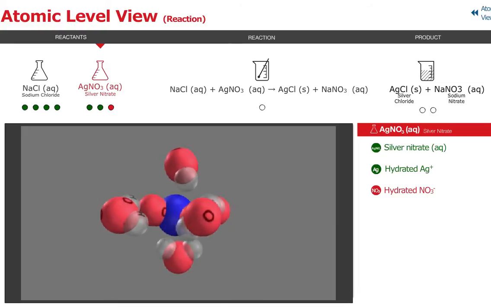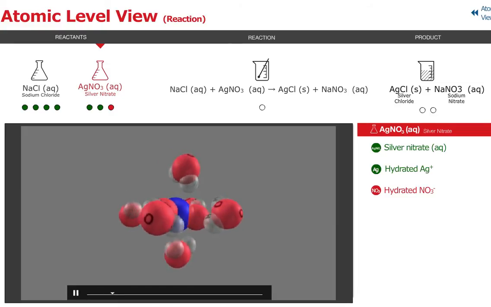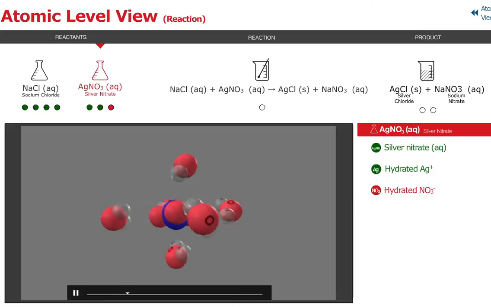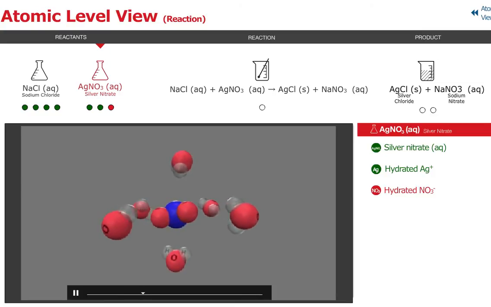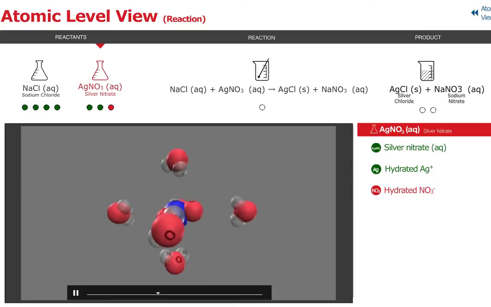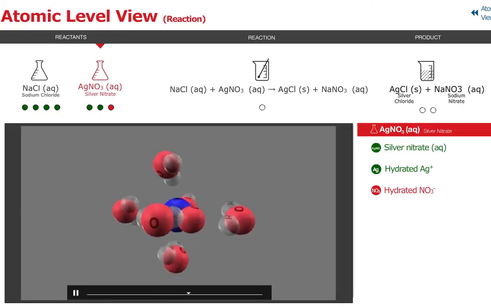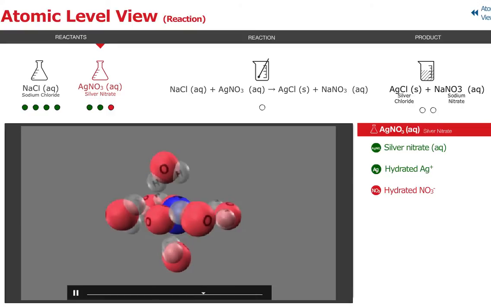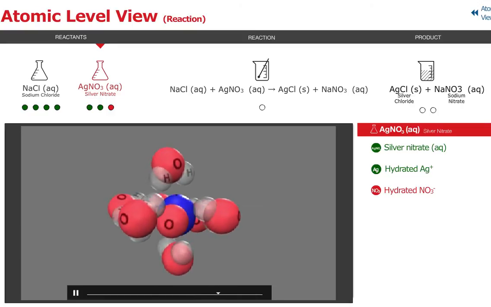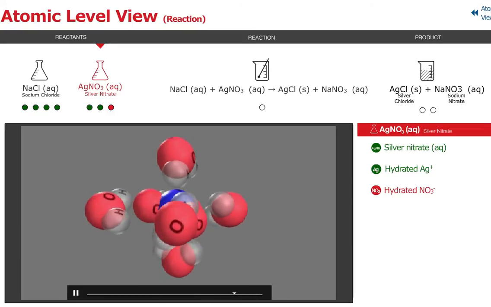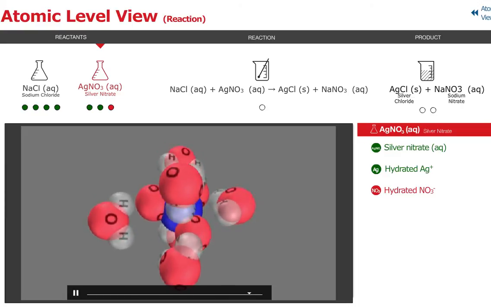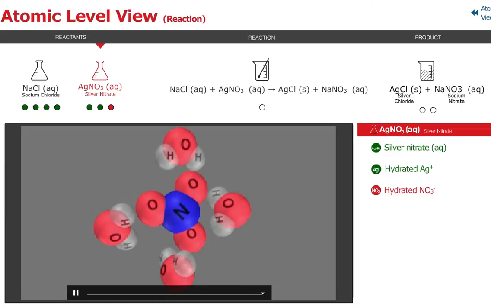The negatively charged nitrate ion is surrounded by water molecules in 3 dimensions. Since water molecules are polar, the partially positive end is attracted to the polyatomic anion. In our animations, we'll be showing a 2-dimensional representation of the hydrated ions to better see the ions.